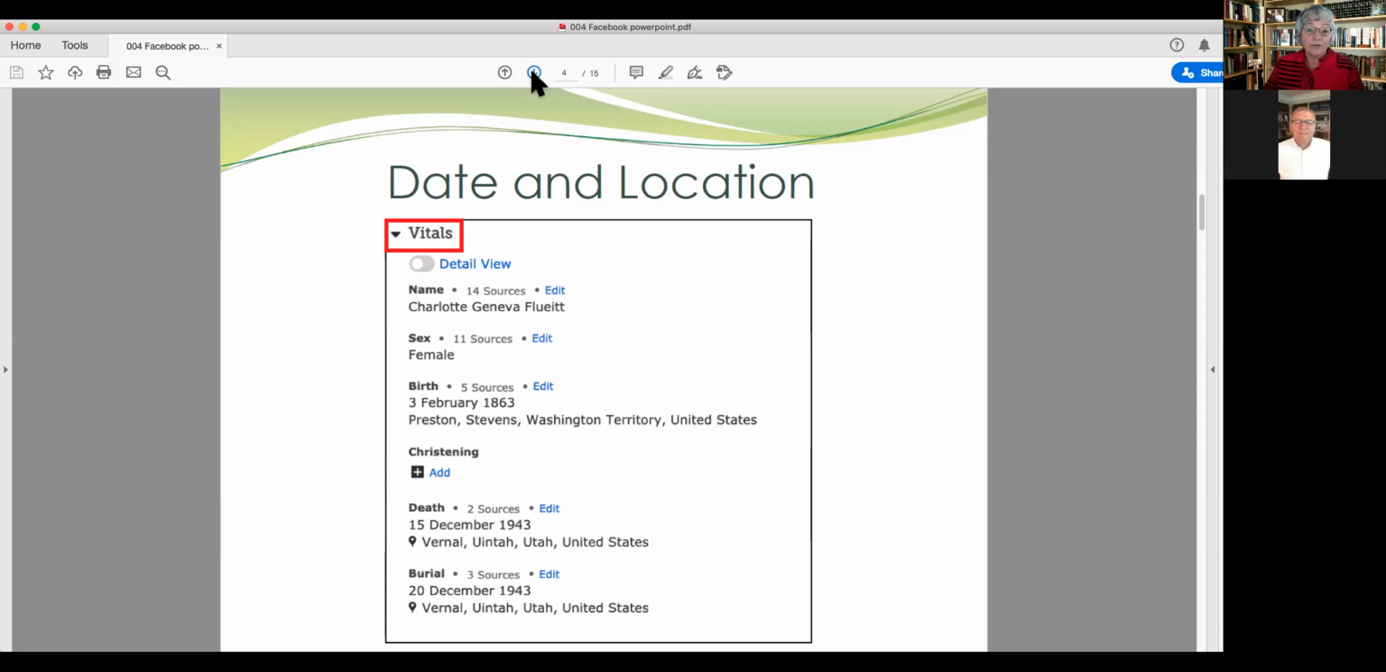Birth, death, and burial information are listed and edited on the details section of a person page in the Vitals section. Note that you may close and open the Vitals section with the arrow on the left.